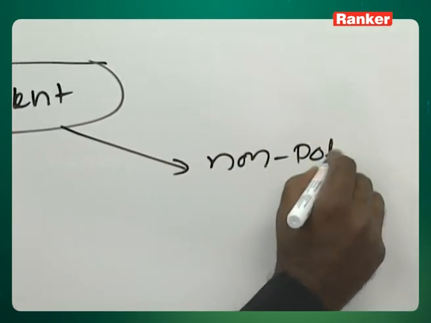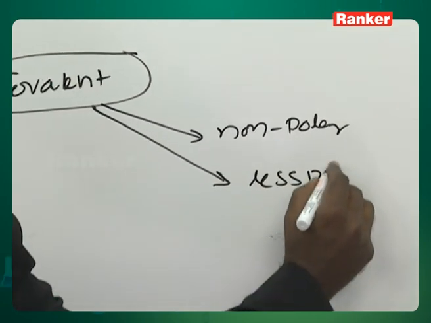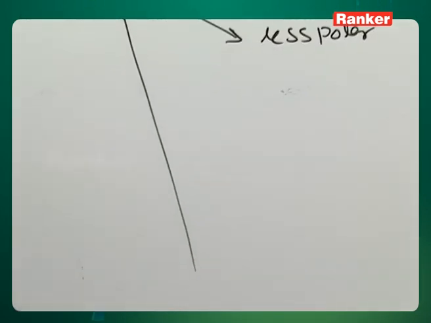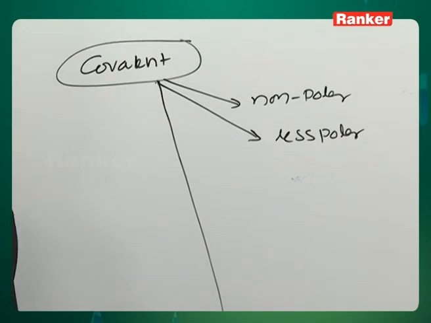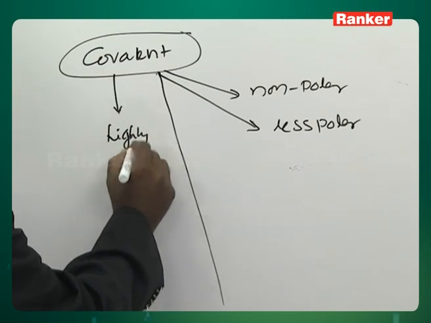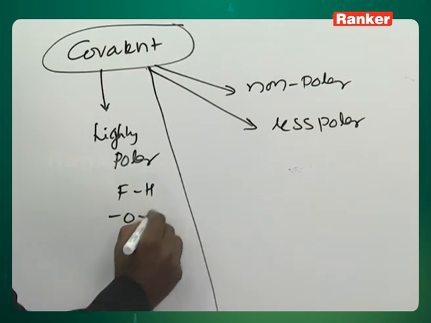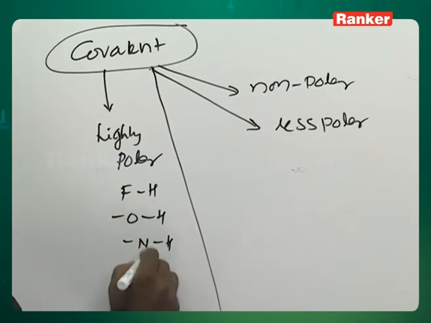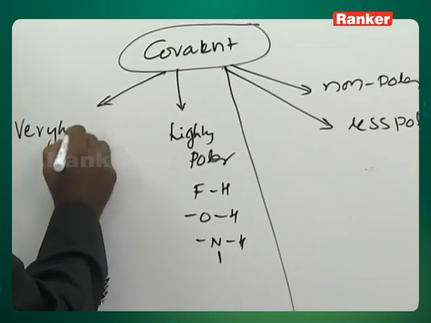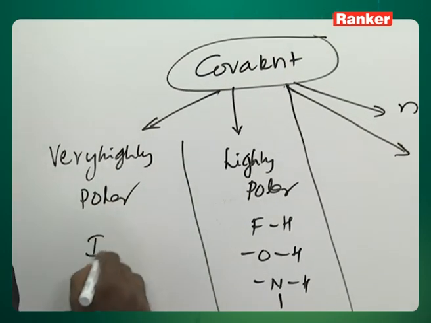Non-polar, less polar, and polar. These are one variety of molecules: non-polar molecules, less polar molecules, and highly polar molecules, with FH, OH, NH bonds, and very highly polar, as in the case of ionic bond.